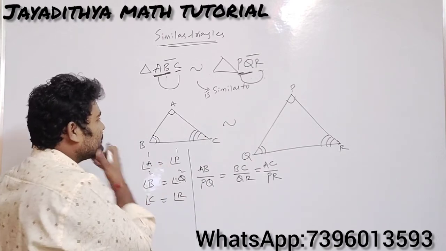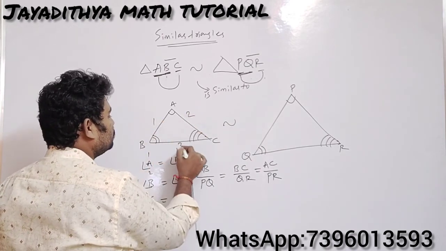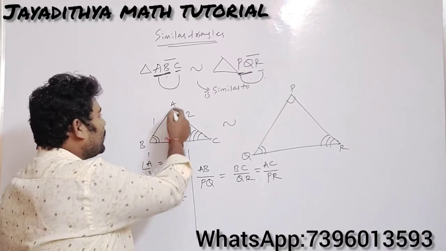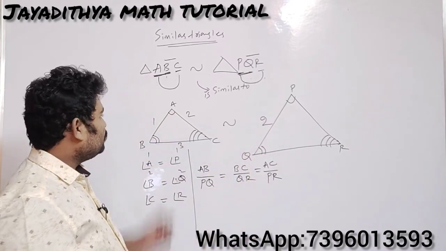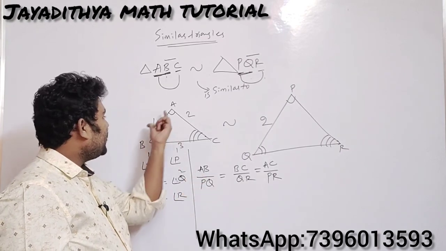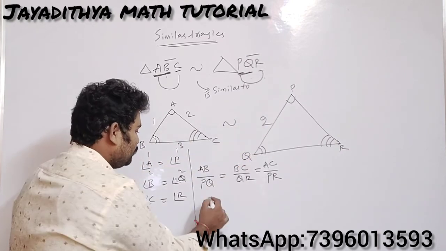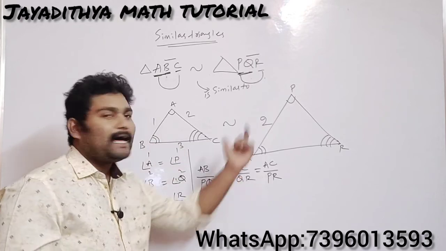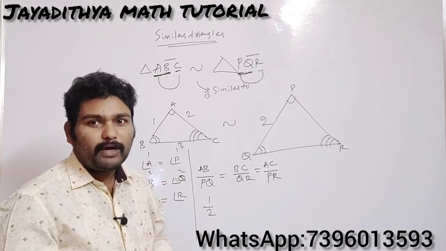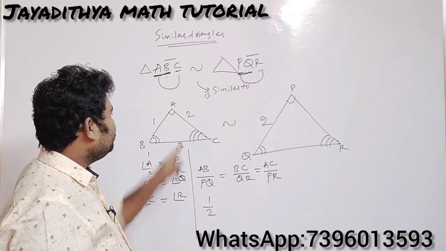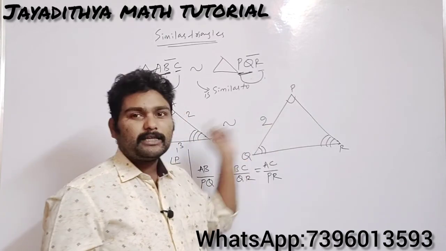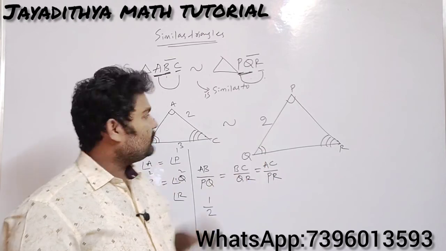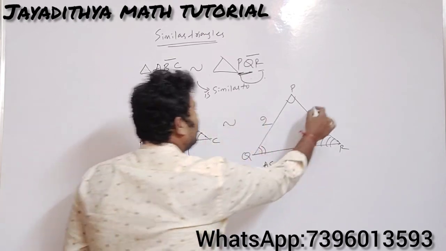So let us take some sides as 1, 2, 3. What is the corresponding side of AB? If this is 2, what will AB by PQ be now? AB is 1 and PQ is 2, so that will be equal to 1 by 2. So all other ratios must also be equal to 1 by 2 only. So how to take this one? If this is 2, how much must it be if the ratio is 1 by 2? So I am taking here 4.